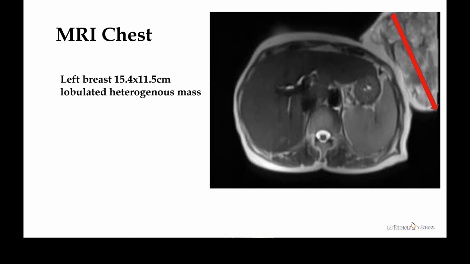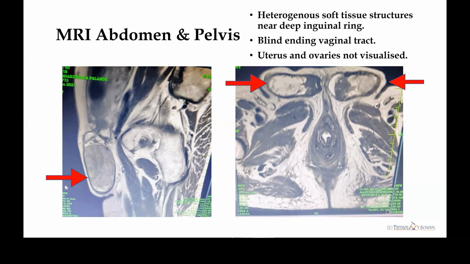MRI chest revealed a 15.4 by 11.5 centimeter lobulated large heterogeneous mass in the left breast. MRI abdomen and pelvis showed a soft tissue density mass near the deep inguinal ring. There was a blind ending vaginal tract, and uterus and ovaries were not visualized.